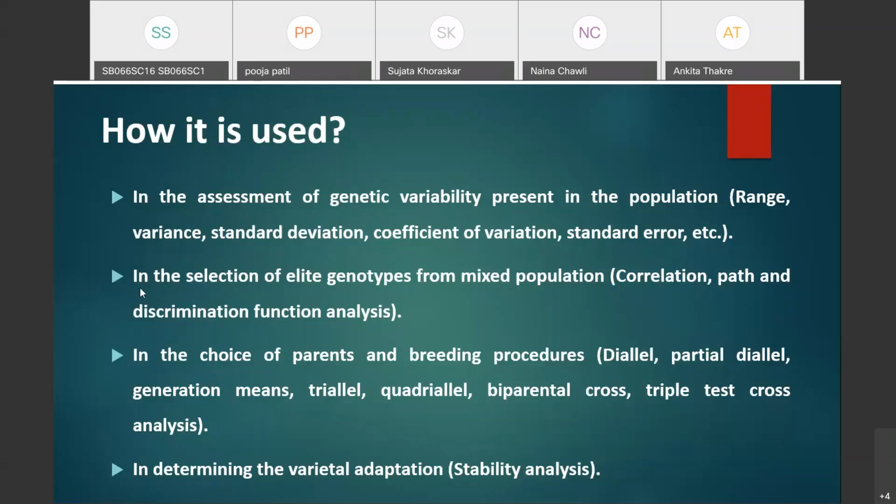Then the second one: it is useful in the selection of elite genotypes from the mixed population.